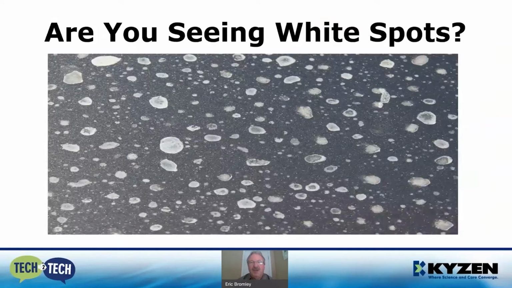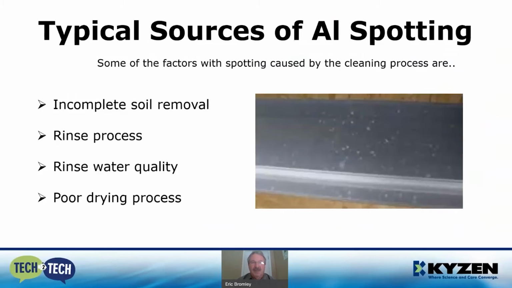So are you seeing white spots? That's a very common issue in cleaning with aluminum. We're going to go over some of the common causes and some areas that you could possibly look at to correct these problems. This picture is very extreme, but it's a good representation of what you could see. Some of the typical sources of aluminum spotting that could be related to the cleaning process would be incomplete soil removal, the rinse process, the rinse water quality itself, and even the drying process itself. We'll expand on these topics a little bit more.